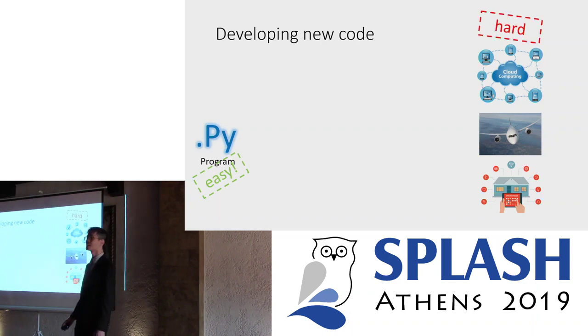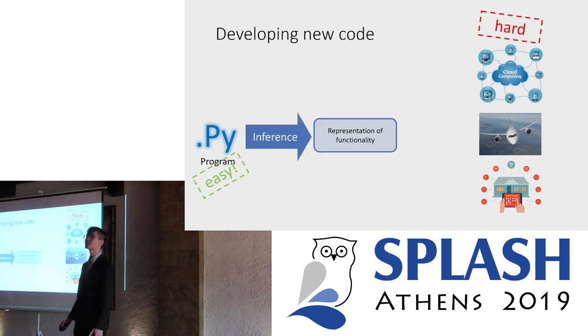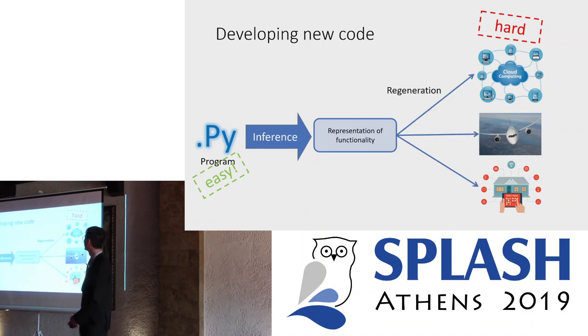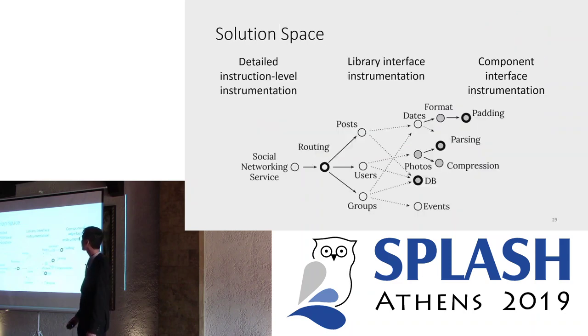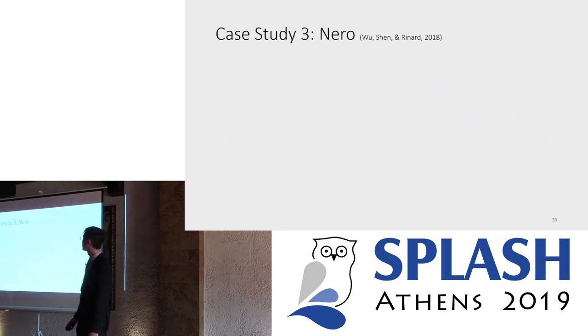What we can do instead is let people code in Python, and then we do inference to represent that functionality, and then we can automatically regenerate this code in these new languages that also encode the domain-specific knowledge about cloud computing, IoT devices, and so forth. So now let's look at an example of that. And we'll be looking again at databases, but this will be library interface instrumentation. So this is NERO by Wu, Shen, and Renard.